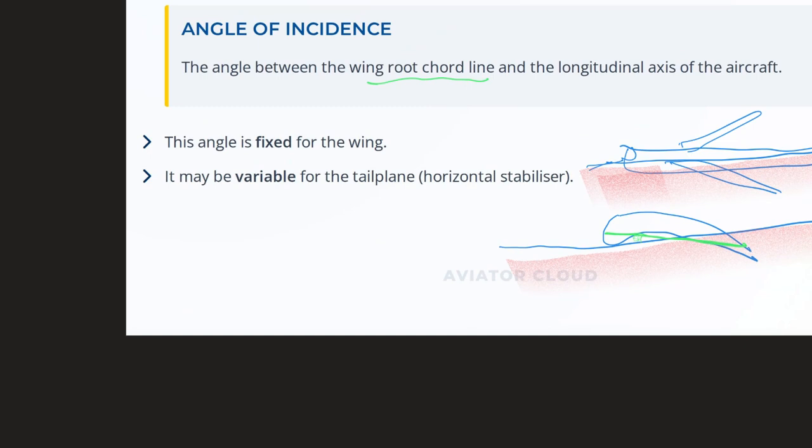There is something called angle of attack. I am not attacking you with that. Okay, this is angle of incidence. So if I may explain again, the longitudinal axis of the aeroplane. Let's say this is the aeroplane. So the longitudinal axis of the aeroplane goes like this. Am I correct? So suppose this is the red line, the longitudinal axis. Now here you have the wing over here. Here you have the wing, right?